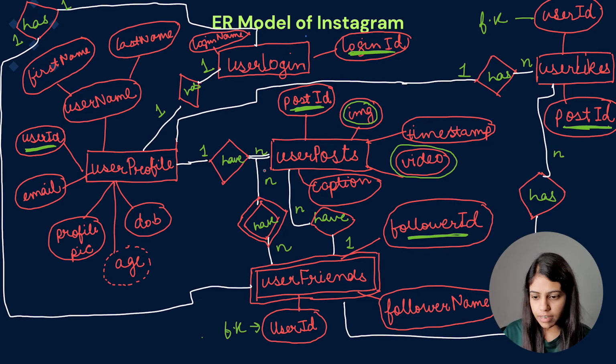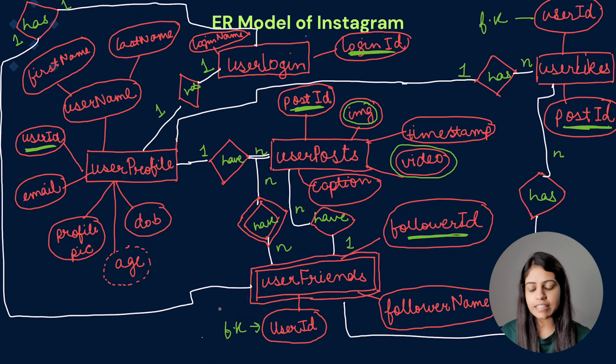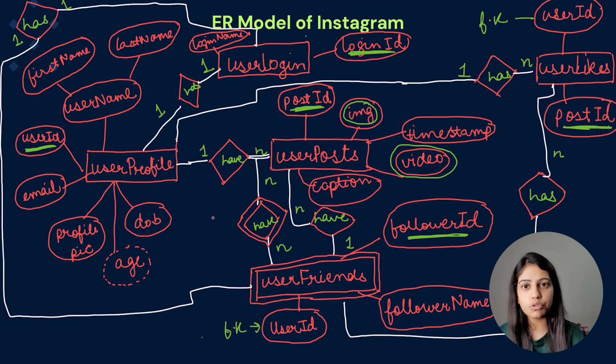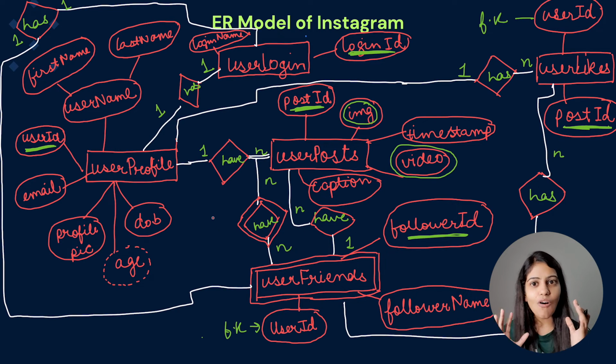Now coming to the third relation, user profile has user friends. Now you can see that I have made it two rectangles. Why so? Because here the user friend is a weak entity. We have read about strong entities and weak entities. Why is user friend a weak entity, and why is user profile has user friends a weak relation? Because if there is no user, there wouldn't be any user friends, right? So it all depends on user.